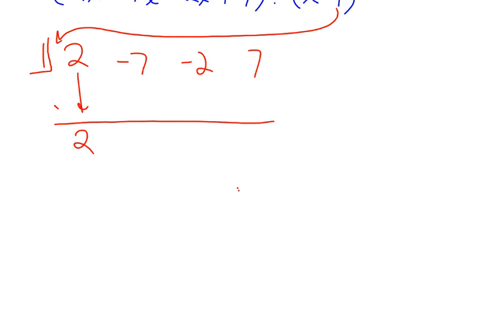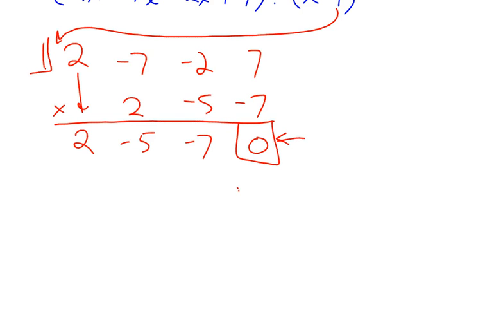Going into division, I get, bringing down the 2, 2 times 1 is 2. Subtracting, I get -5. -5 times 1 is -5. Adding, I get -7. -7 times 1 is -7. And adding, I get a 0. All right? Well, if you ever get a 0 as a remainder, I created this little washing machine here. This means there's no remainder.